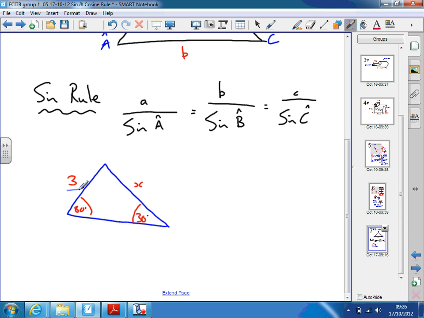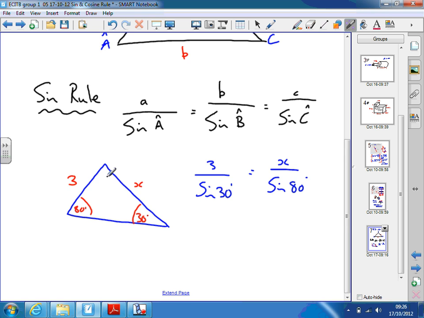I'll write down the ratio I know, 3 over sine 30, that's the ratio I know. And then I'll write down the other ratio, which involves what I know, the other angle, which is 80 degrees, and what I want to find, x over the sine of 80. It also equals that side over that side, but I'm not interested in those, so I only write down the two ratios. Okay? Now it's a little equation to solve.